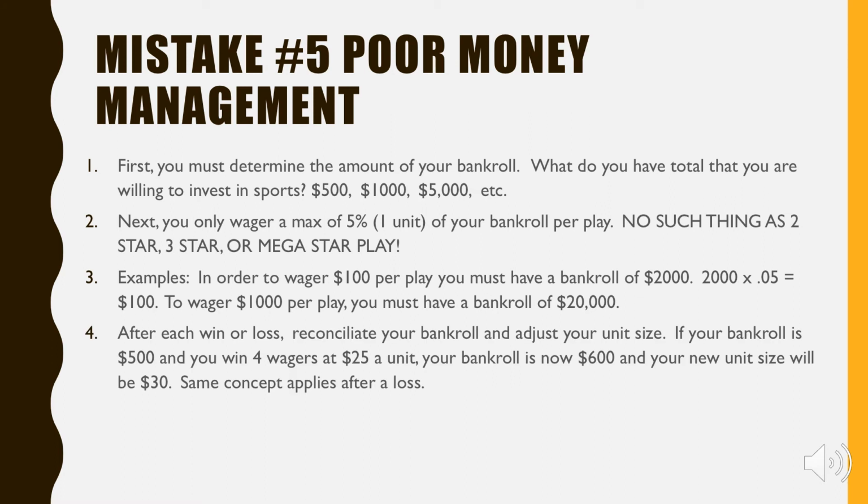And finally, after each win or loss, reconcile your bankroll and adjust your unit size. And this is very important. Some of you might already know this is basically what we call compound interest, but using sports handicapping in another way. If your bankroll is $500 and you win 4 wagers at $25 a unit, your bankroll is now $600 and your new unit size will be $30. And the same concept applies after you take a loss.